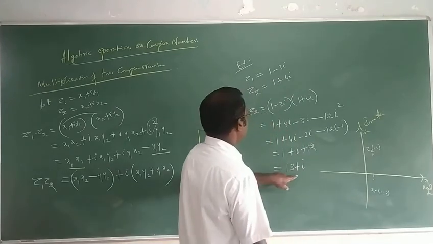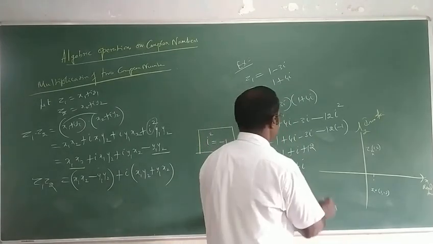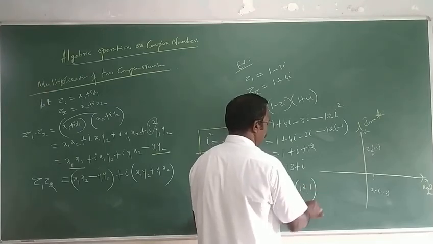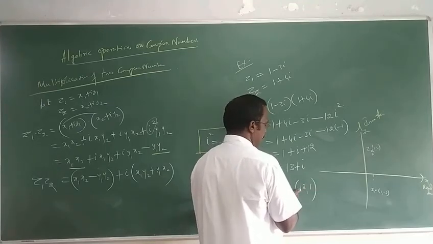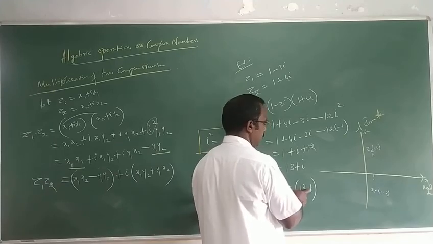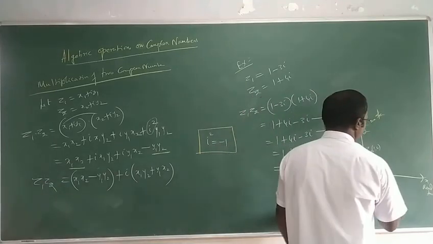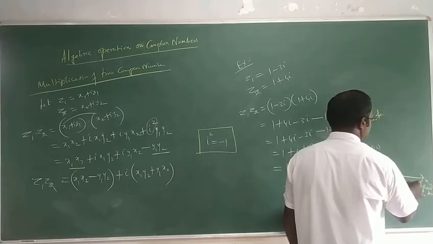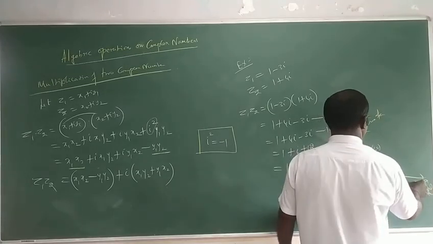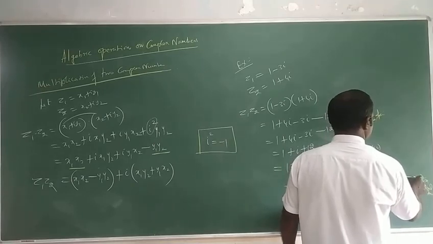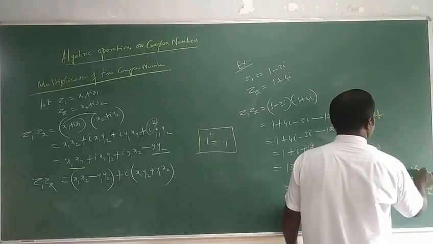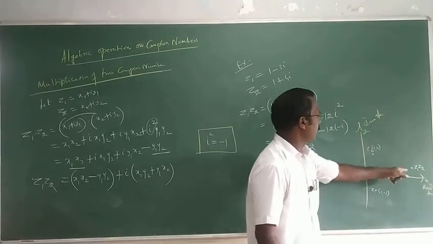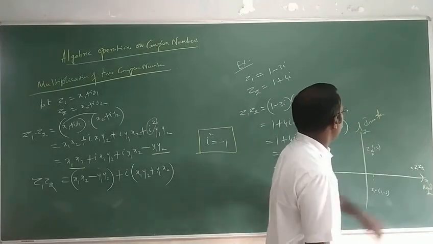The product of two complex numbers is 13 comma 1, because 13 plus i can be written as 13 comma 1. That is the x-axis, real axis value 13, and the imaginary axis unit is 1. So x equals 2, 3, 4, up to 13. This is the point 13 comma 1, which represents Z1 into Z2, the product of two complex numbers.